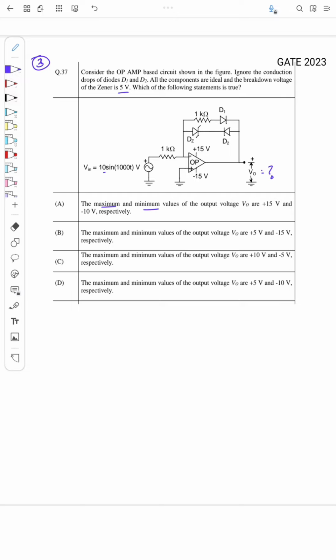Okay, so now if you observe here in the circuit, a sinusoidal input is given and it is an inverting configuration, while in the feedback we have a Zener diode and two normal silicon diodes, right? And all diodes are ideal. Now we'll consider the case when the output is positive or negative. So we will find for those cases what happens.